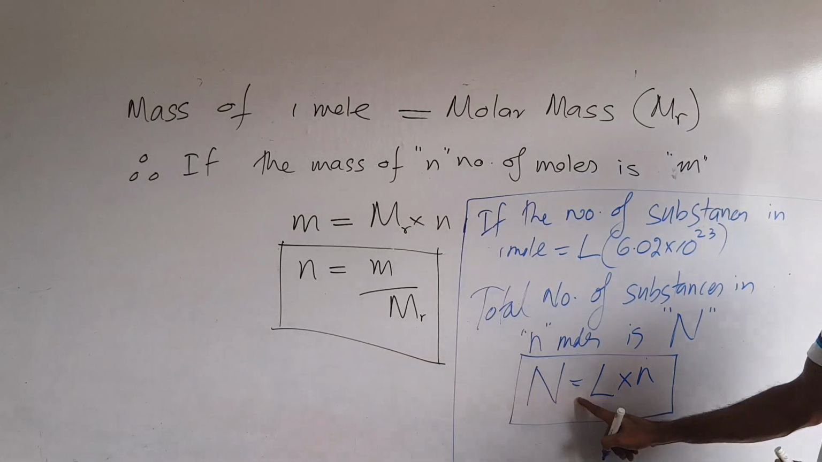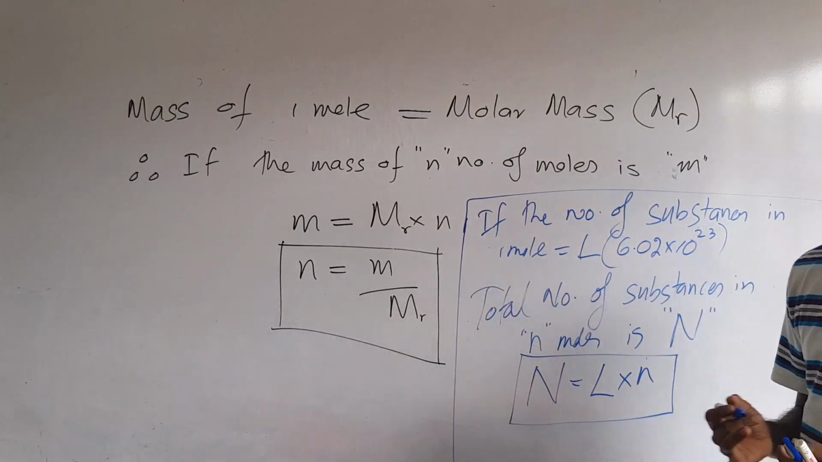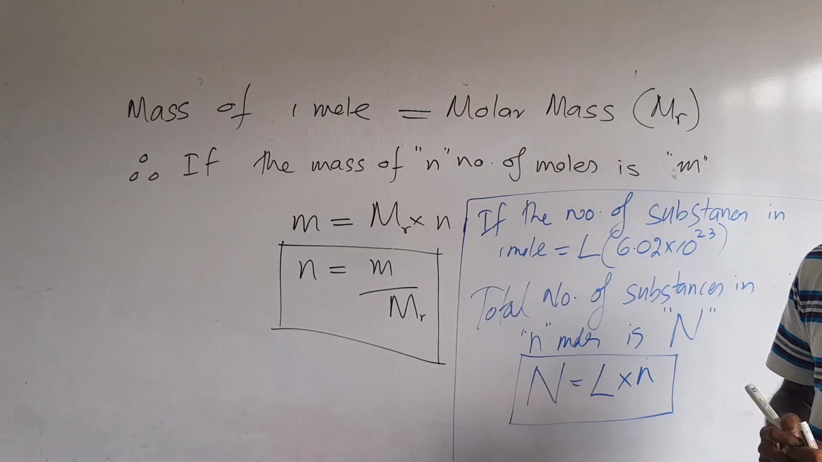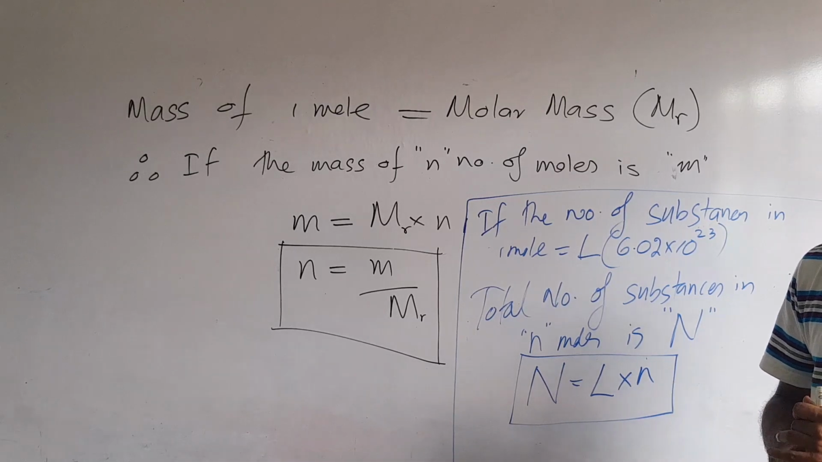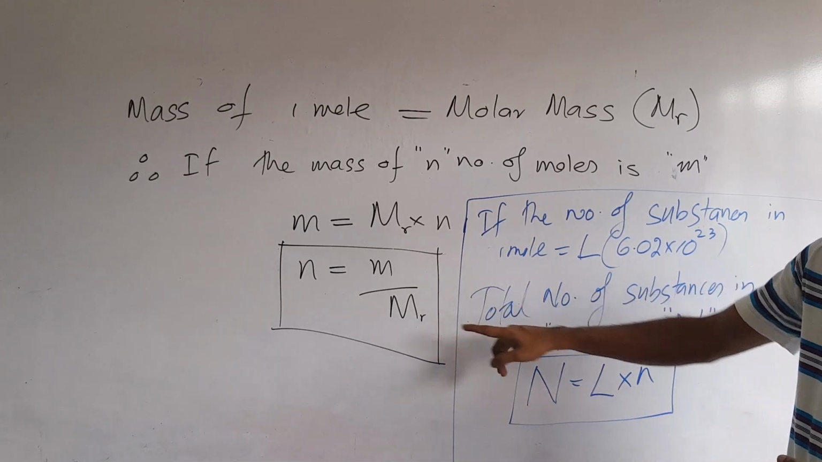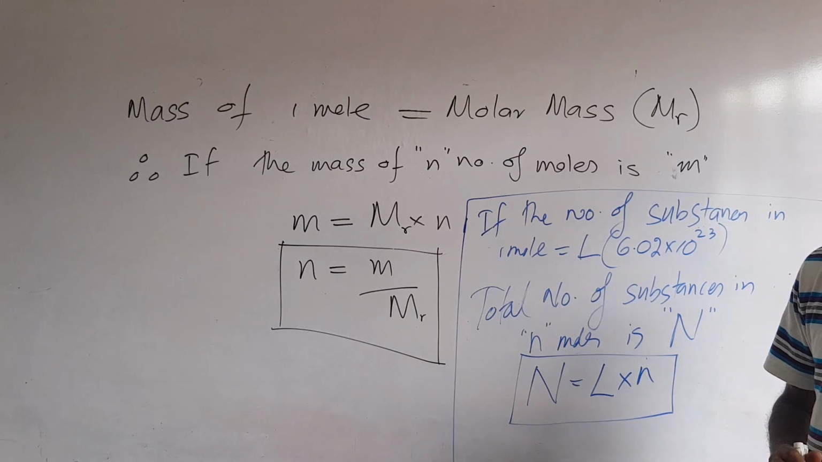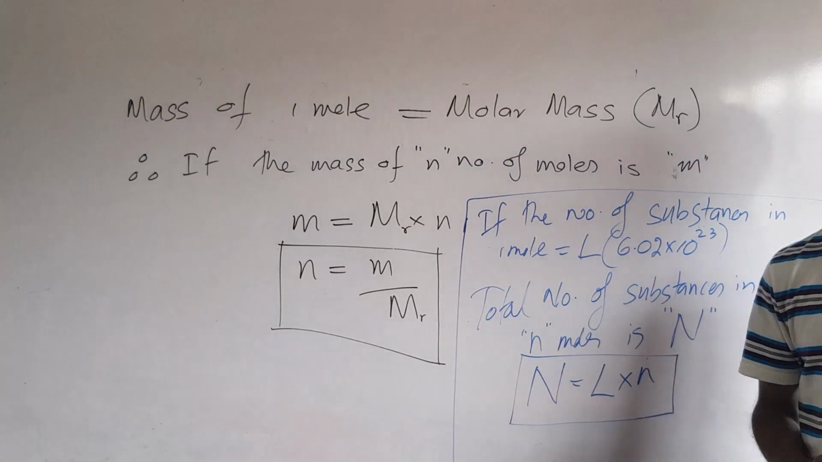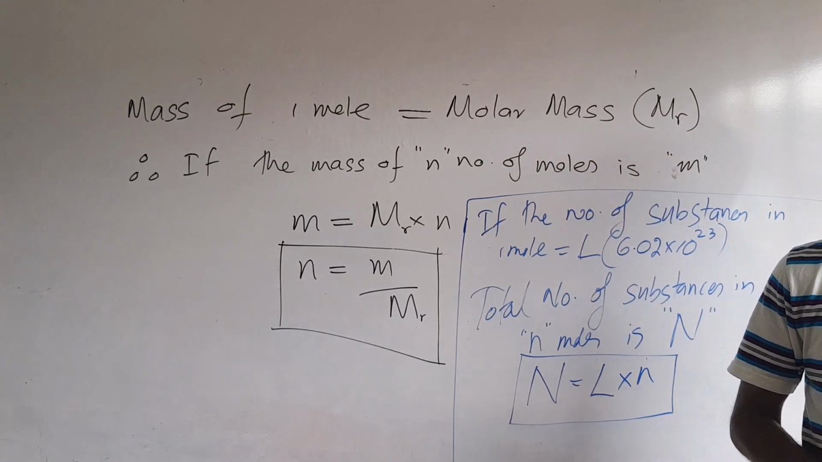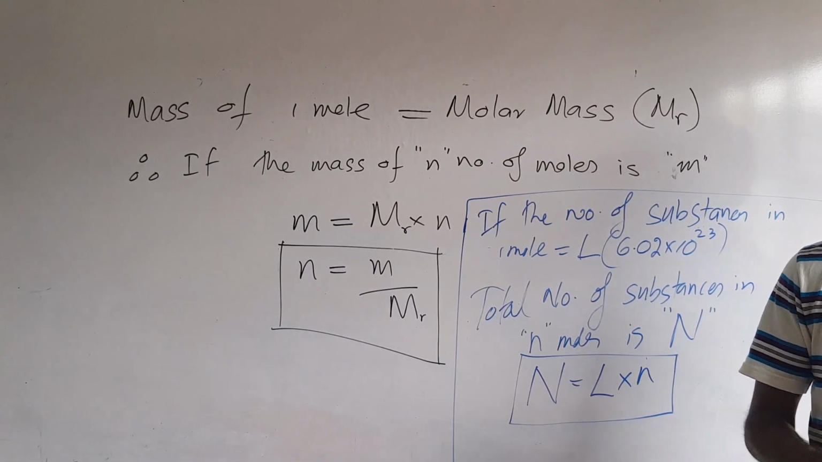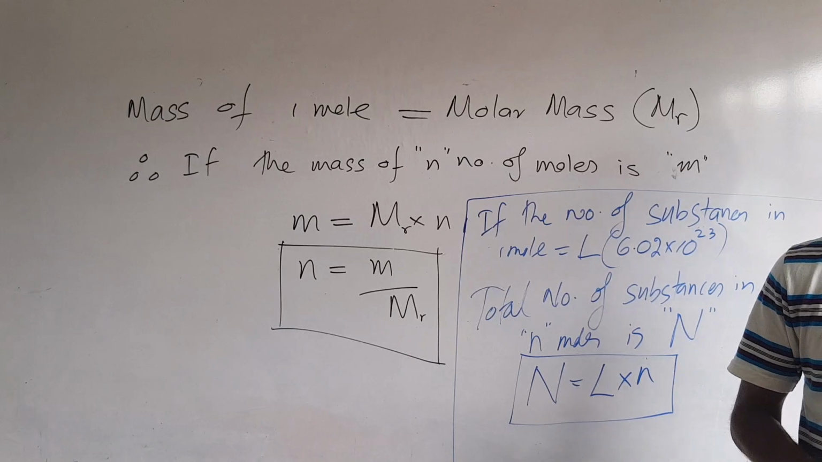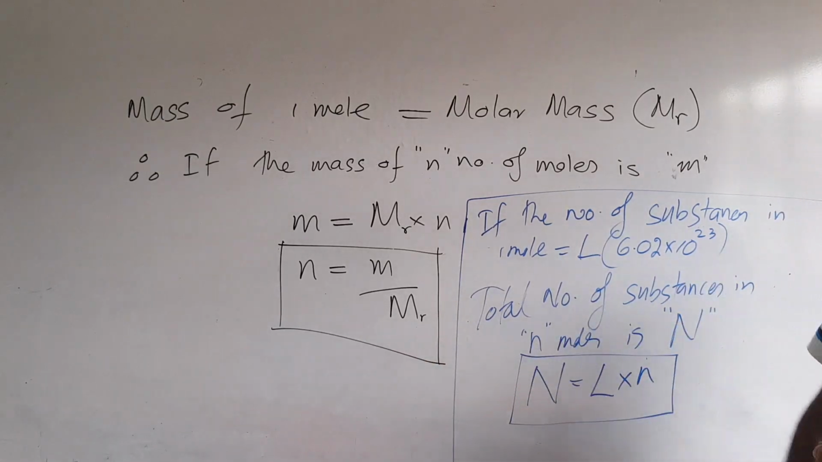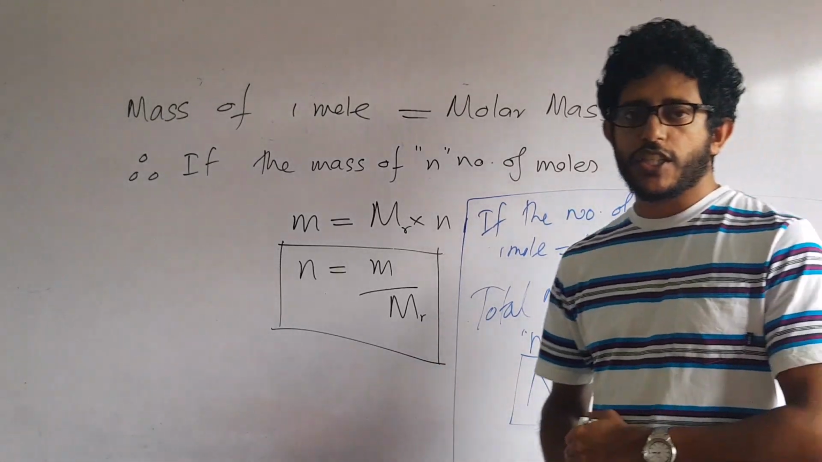So we use these formulas to do many calculations in unit 1. We'll see how we can use them to do chemical calculations. These are the two basic formulas that you have to remember, because in chemistry you won't get any formula. So we'll see how we can use them for simple calculations.